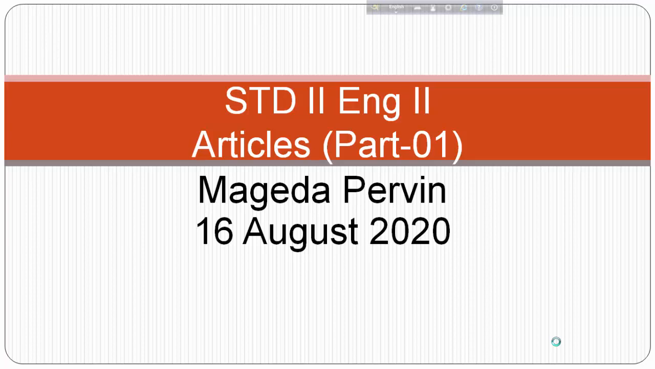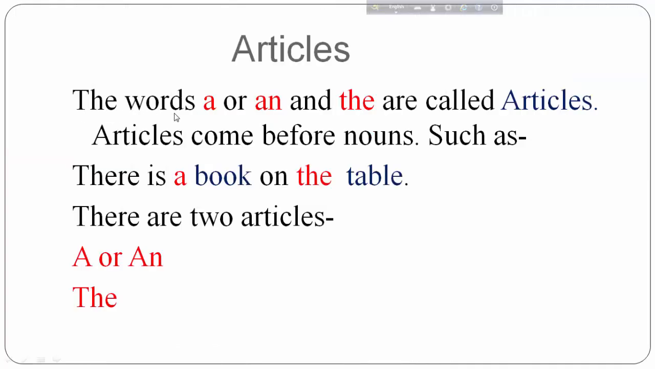Today we will read articles. The words a or an and the are called articles. Articles come before nouns, such as: there is a book on the table. Article a comes before the noun book. Article the comes before the noun table. So, we use articles to point out nouns.